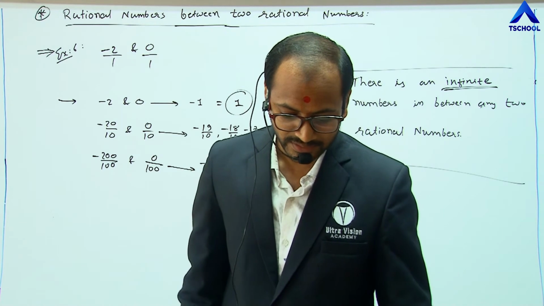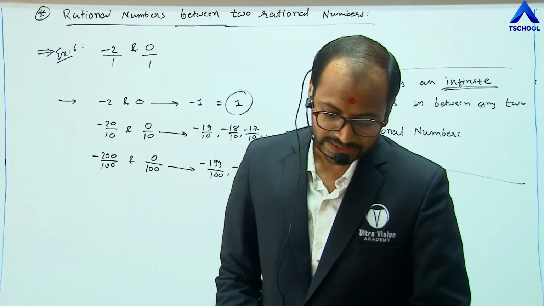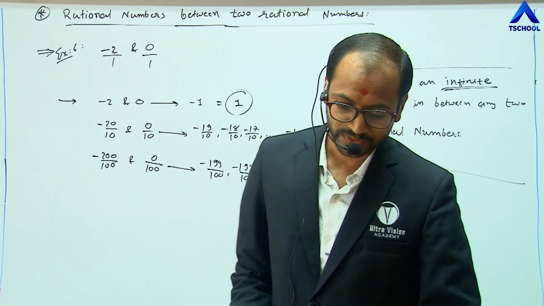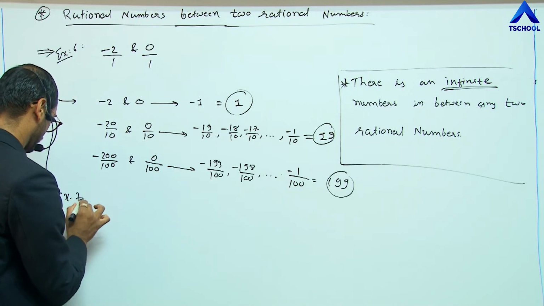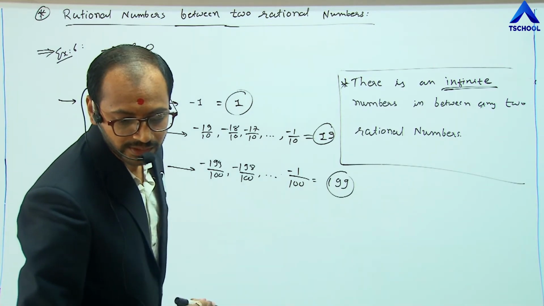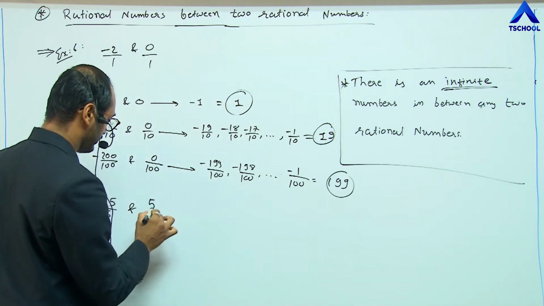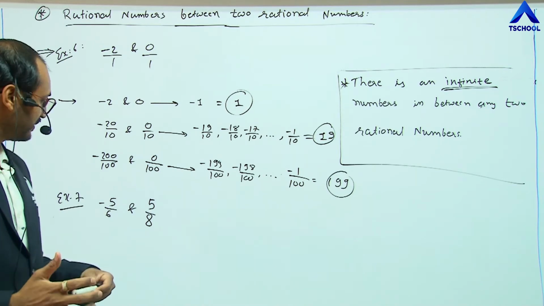The next example: find the rational numbers between -5/6 and 5/8. Now, how can we solve this?